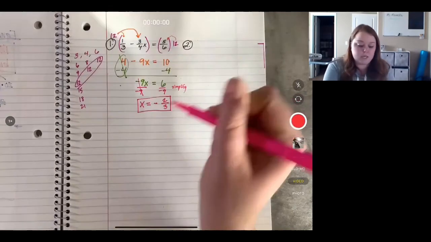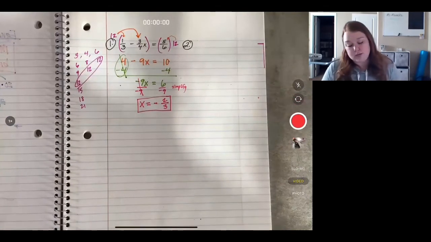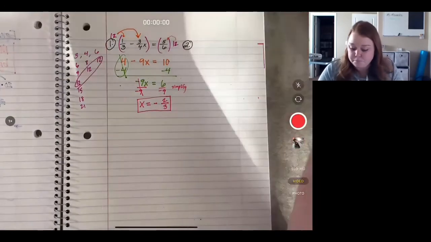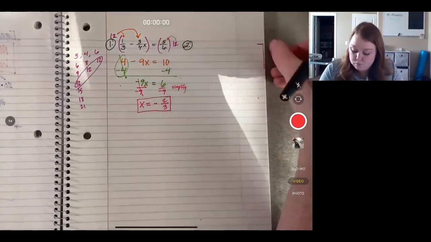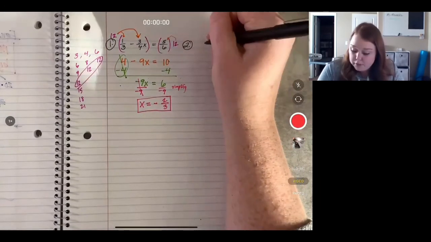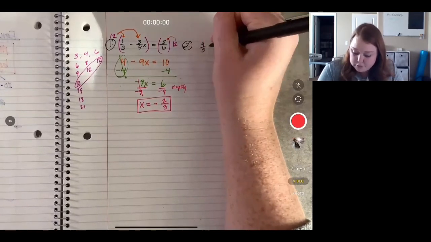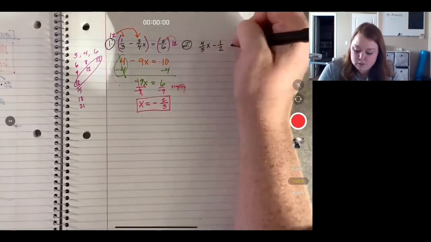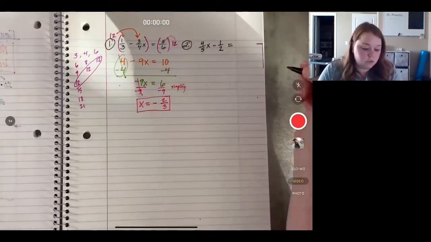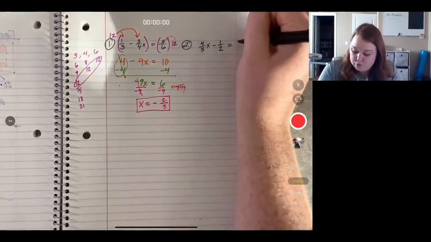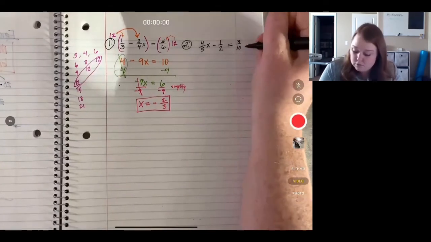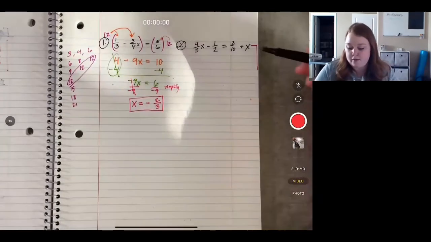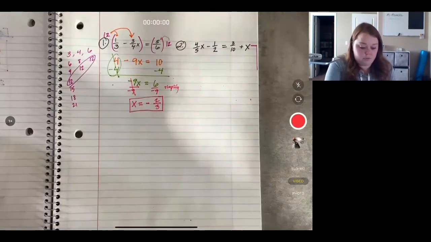Could we plug it in and check? Absolutely. For right now, we're just going to move on. Okay, here's another one. Uh-oh. 4/5 x minus half equals 3/10 plus x. You don't know why that little pen thing is there, sorry.